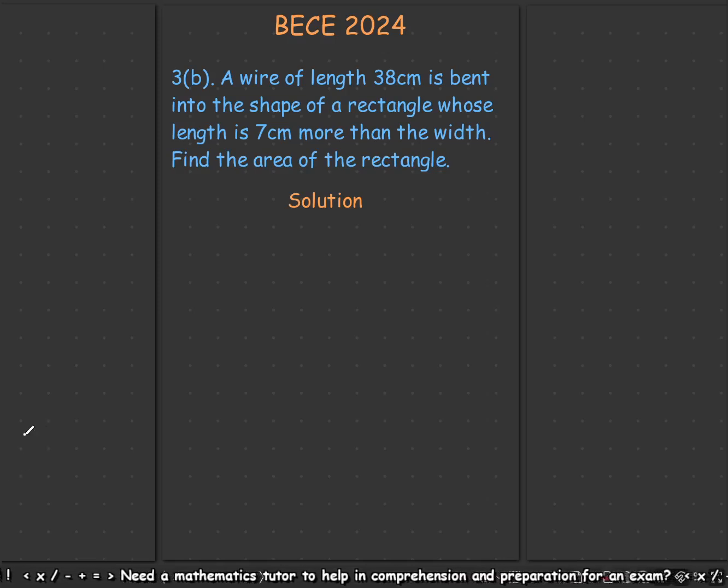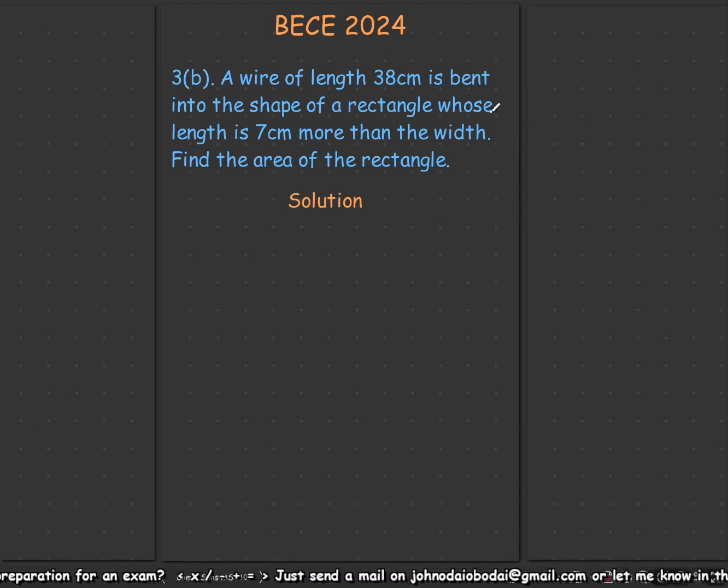We are still on the BECE 2024 series, and this is question 3b. It says a wire of length 38 centimeters is bent into the shape of a rectangle whose length is 7 centimeters more than its width. Find the area of the rectangle. What does this question mean?